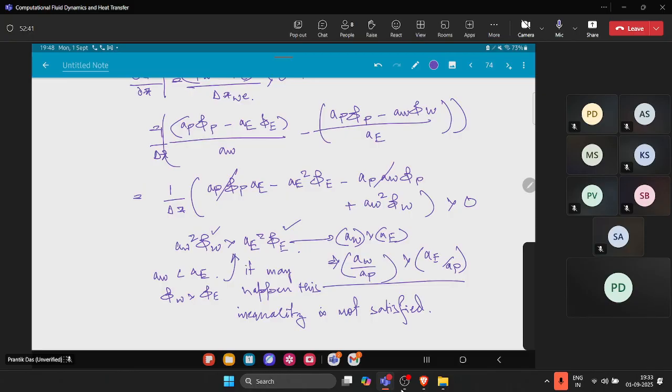Otherwise, what may happen is that you derive the whole thing itself, and then when you are coding it and finding out the solution of it, you may get some numerical instability and you may not get a convergence. Then you will question the whole discretization scheme itself. So this is actually one of the things you should keep in mind.